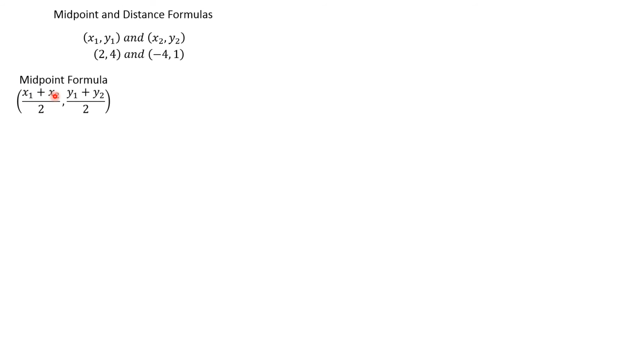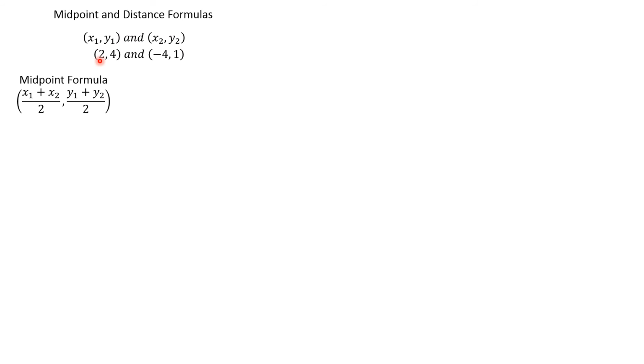So the other thing we're going to do is use the distance and midpoint formulas. We start out with our generic points, x1, y1, x2, y2, and we'll use some actual points, 2, 4, and negative 4, 1, so that we can see what it looks like with actual numbers in it. The midpoint formula is just (x1 plus x2 over 2, y1 plus y2 over 2).